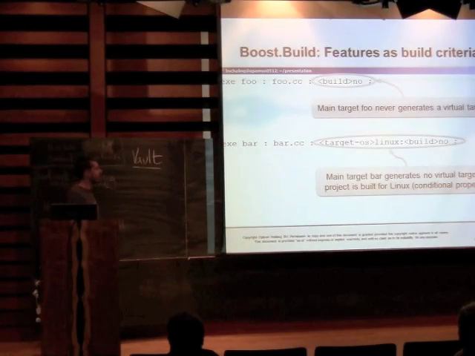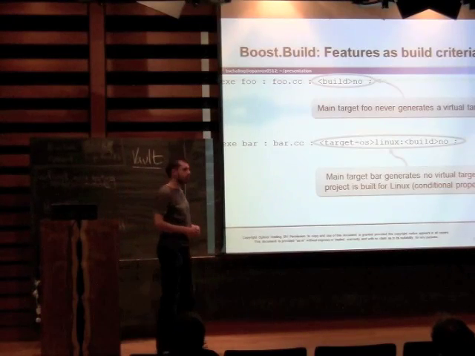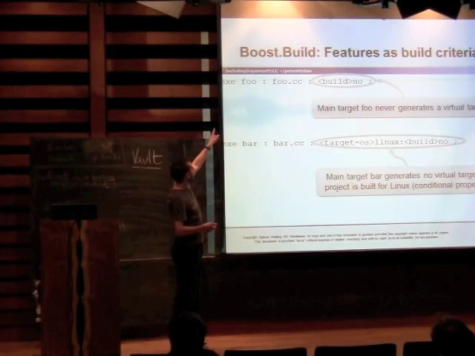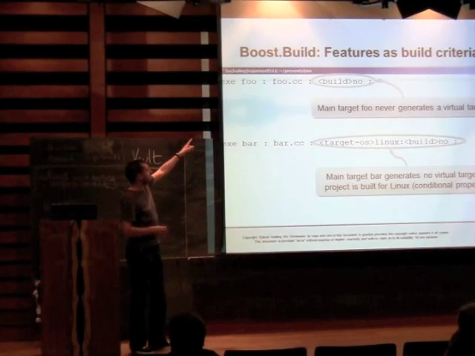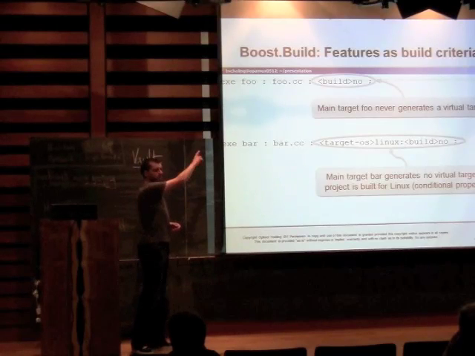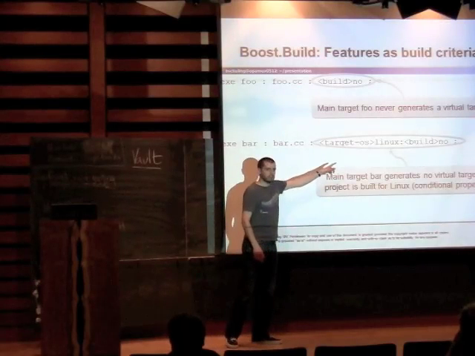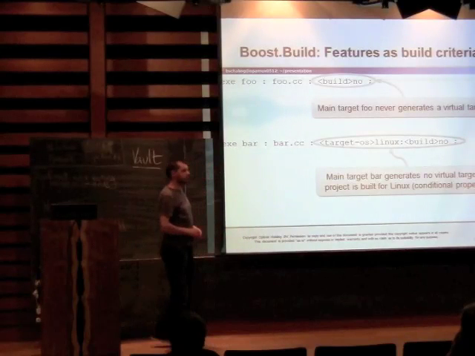To give you another example, where you can see that not each and every meta target is used to build something. As I said, it depends on the properties. There's a very simple property. If I use the feature build and set it to no, it simply means that this meta target foo won't be used to build something. So this meta target foo will not generate a virtual target. It doesn't make much sense, of course, to add something like this to the Jam file. Maybe it makes a bit more sense to use a conditional property. In this case, build is set to no only when the target operating system is Linux.